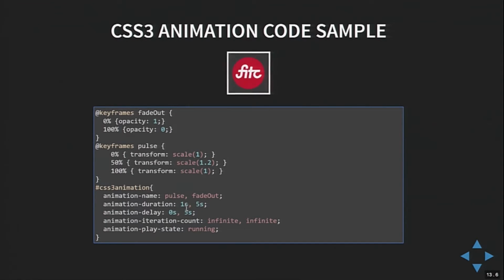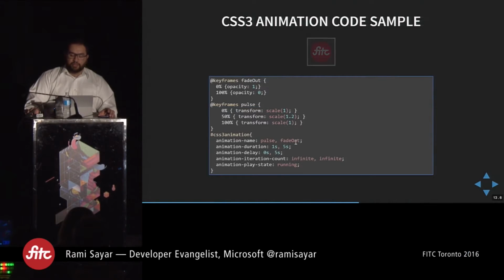So the pulse, I want to set it to 1 second. The fade out, though, I want it to take a while to fade out. So I want it to basically take 5 seconds, so you can see it pulse a few times before it fades out. And then, of course, I have a delay, so I can tell it to start the fade-out animation 5 seconds later. And you would have seen it at the beginning.